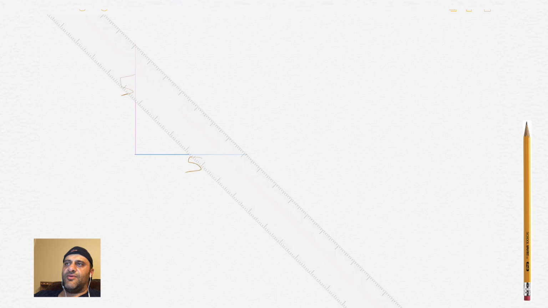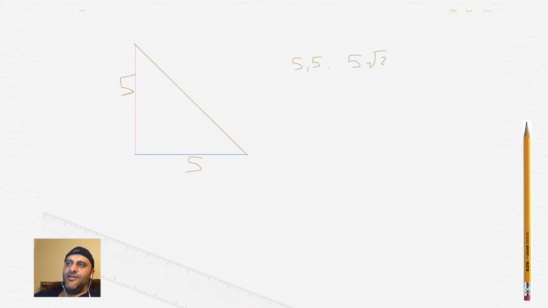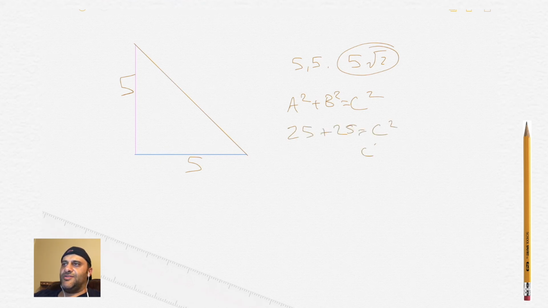There's a quick trick here. When you have two sides that are equal, you just multiply the sides by square root of 2 and you can get the hypotenuse. So if the two sides are 5 and 5, the hypotenuse is going to be 5 square root of 2. Let's use a squared plus b squared equals c squared to show you why that's the case. A squared would be 25 and b squared would be 25, and 25 plus 25 is 50. 50 would equal c squared.